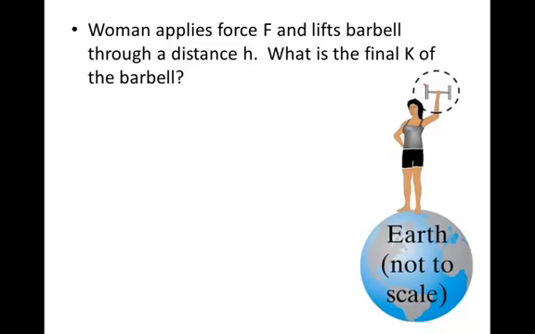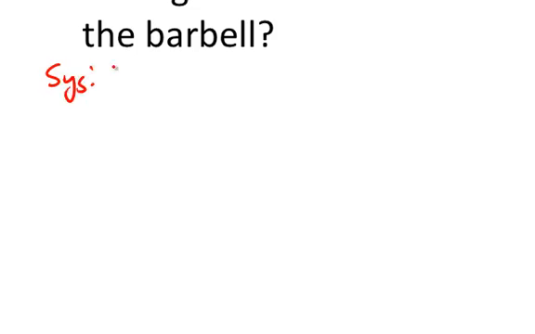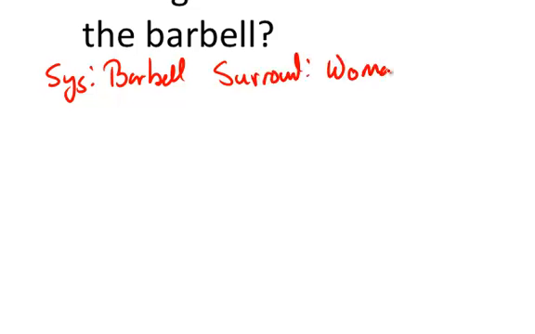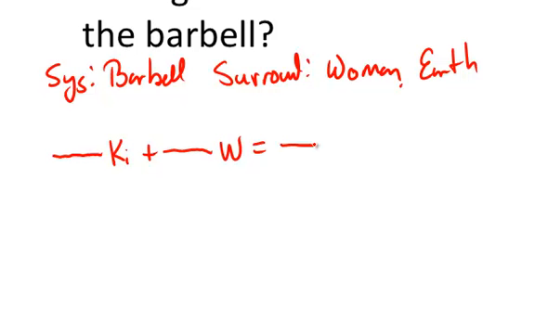So if we just consider the barbell to be our system, then the surroundings are the woman and the earth. So what we can do then is draw our energy bar charts for this. We've got K initial plus the work done is equal to K final. So here we're assuming that the barbell's initially at rest, so we don't have any initial kinetic energy.